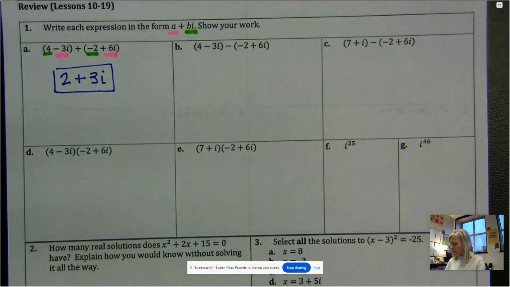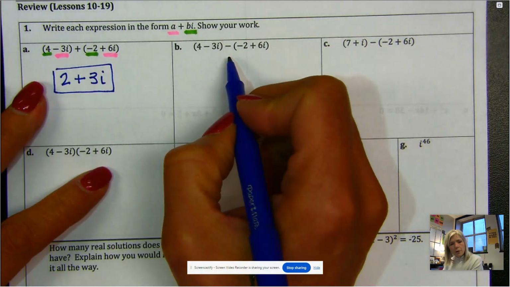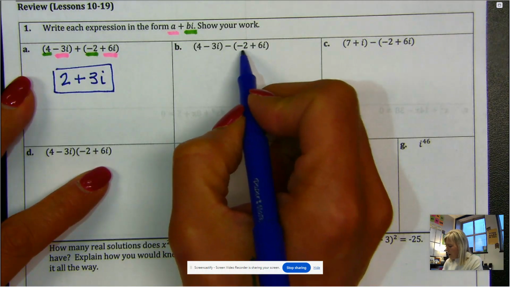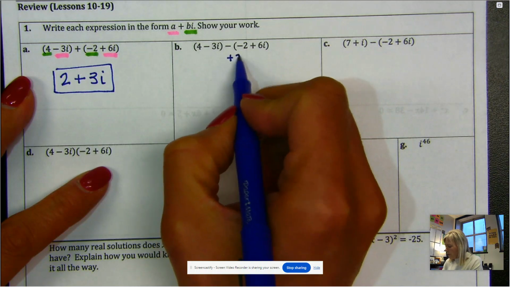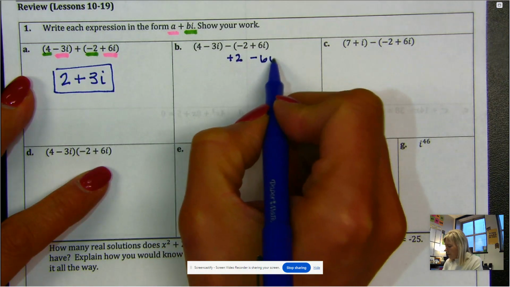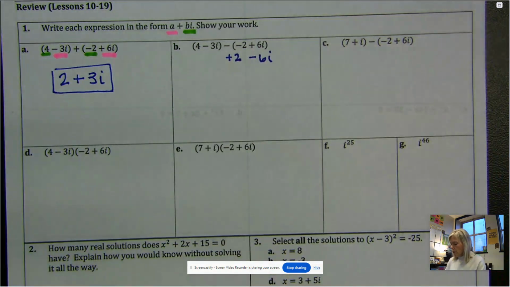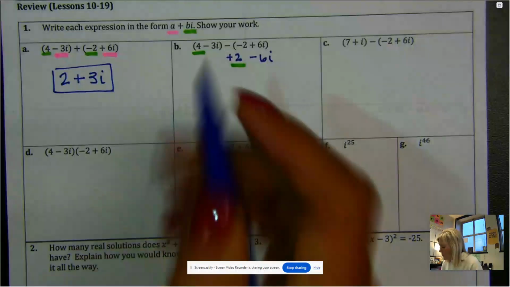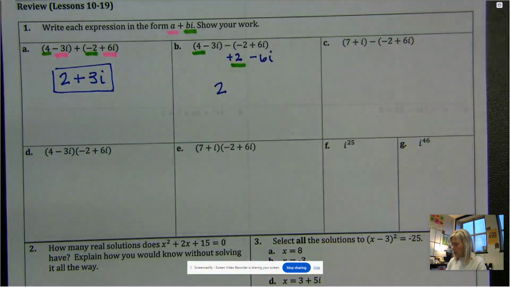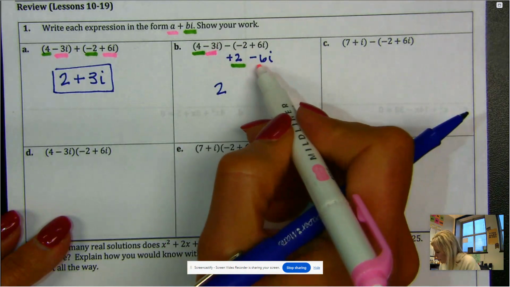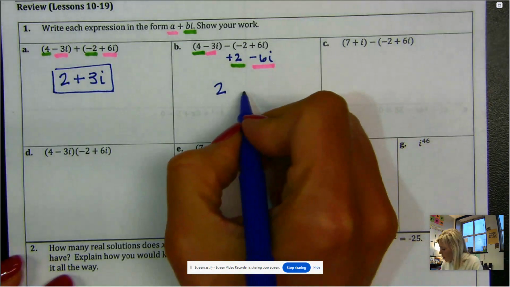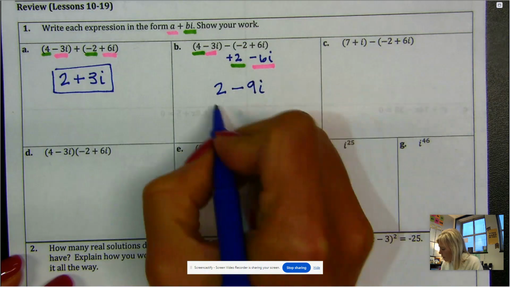Now on B, we're also going to combine like terms, but because it's a subtraction problem, I'm actually going to do the opposite. So I'm going to add the 2 and subtract the 6i. Okay? So now I've got like terms. The 4 plus 2, that's 6. And then the negative 3i minus 6i. Negative 3 minus 6 is negative 9, so minus 9i.